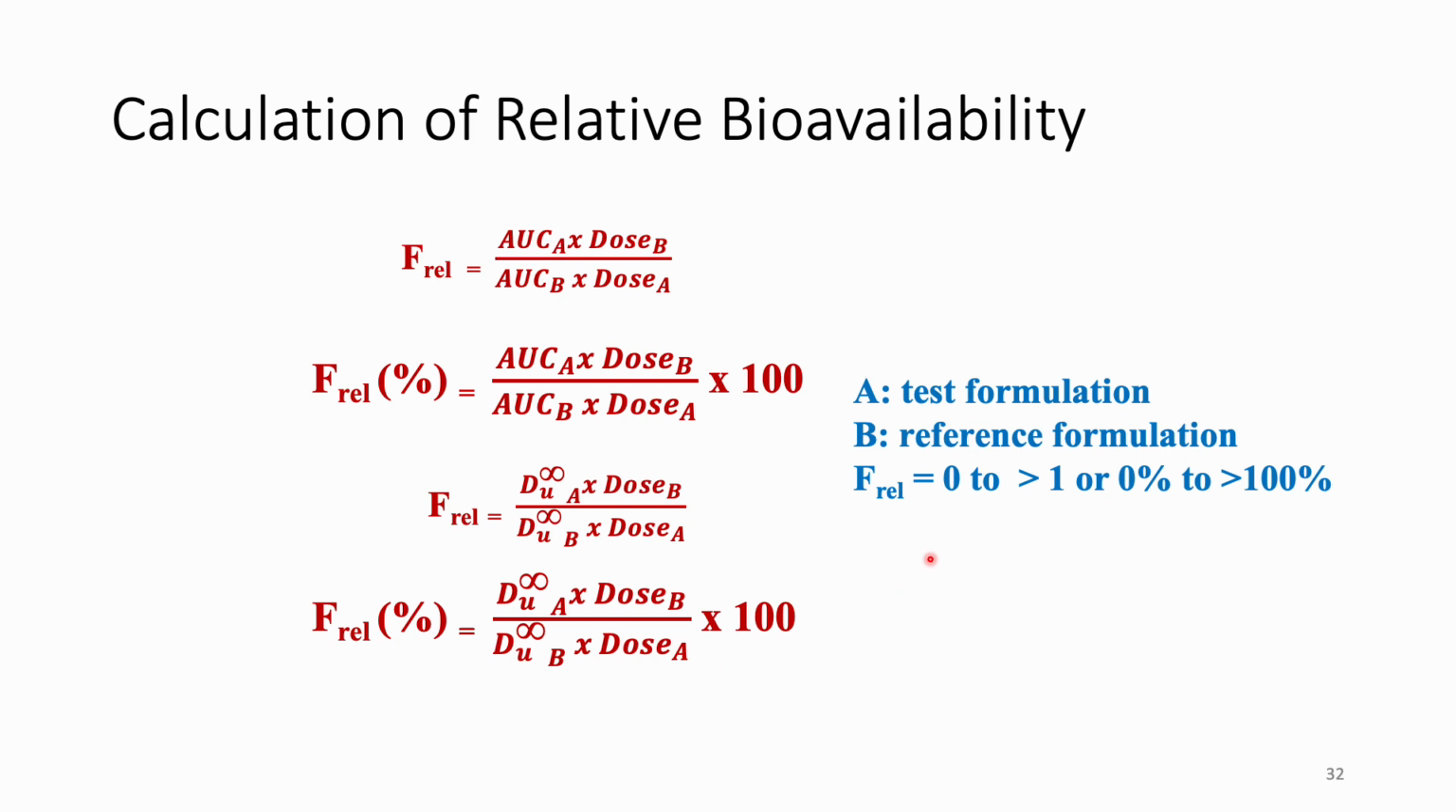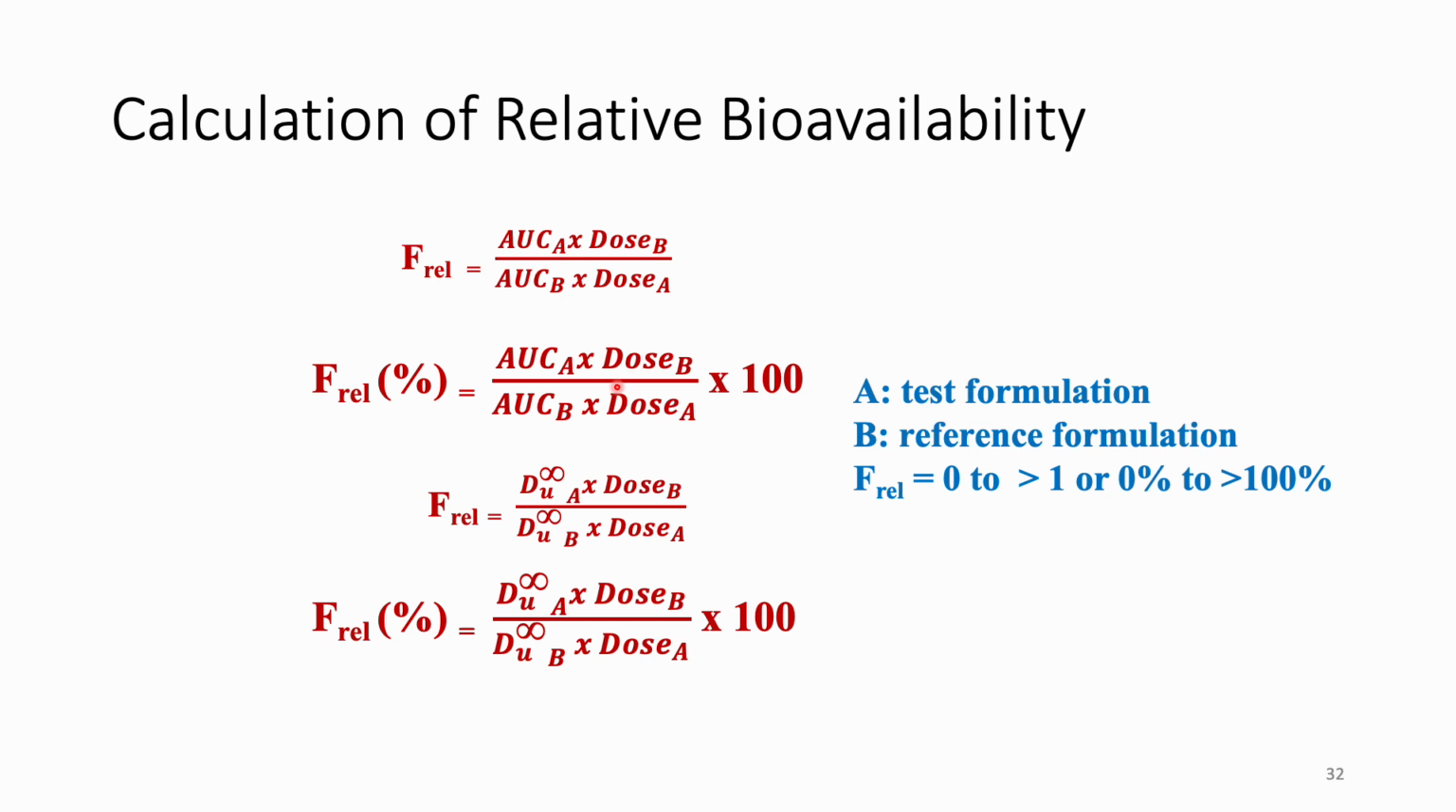So remember not to confuse the numerator and denominator, whether A is above or B is above. Make sure you identify which drug is the reference formulation, the one you want to compare with. The reference formulation, like drug B, always goes under, and the testing formulation, the one you want to check to see whether A is better than B or not, goes here on top.